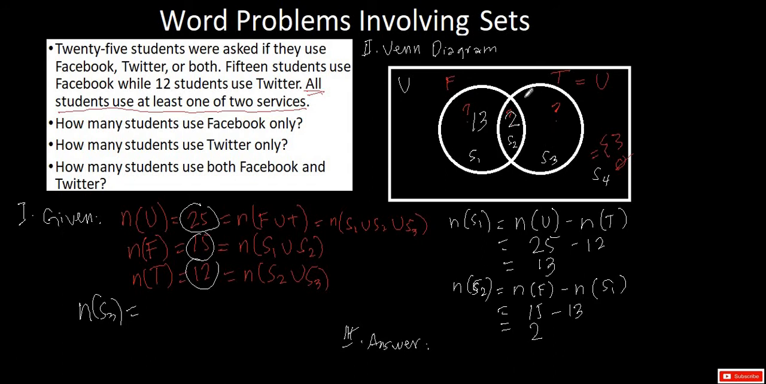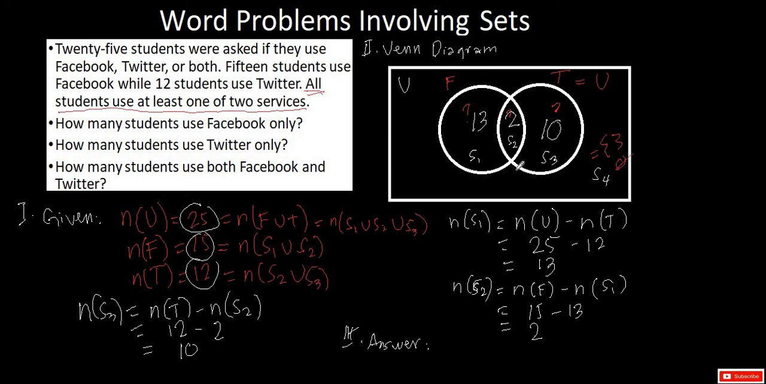So what is our formula? Okay, observe that the union of S sub 3 and S sub 2 is the set T. So if we subtract the cardinality of S sub 2 from the cardinality of set T, we can get the cardinality of S sub 3. So our formula will be cardinality of set T minus the cardinality of S sub 2. So what is the cardinality of set T? We have 12 minus the cardinality of S sub 2, which is 2. So 12 minus 2 is equal to 10. So therefore, our n of S sub 3 is 10.